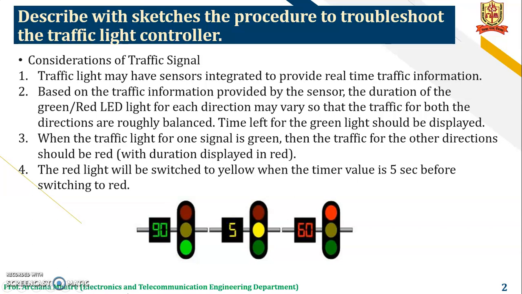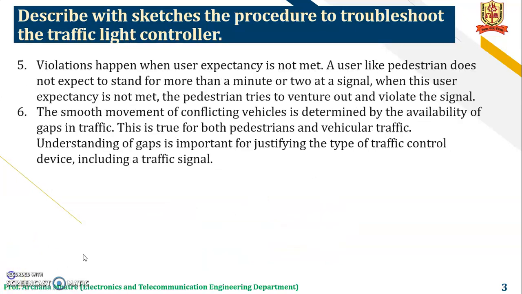The light will be switched to yellow when the timer value is 5 seconds before switching to red. Now here in this diagram you can see that this is a green light indicator. After 5 seconds, it will be yellow, and it will be red for 60 seconds further.